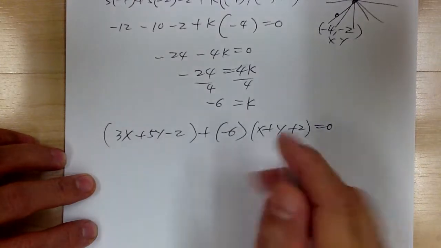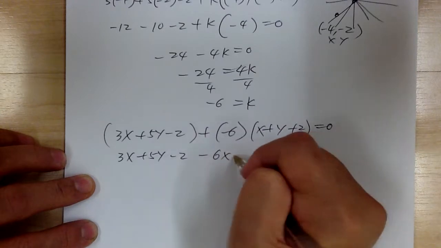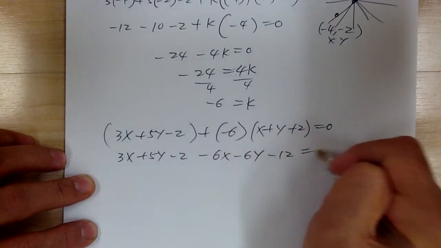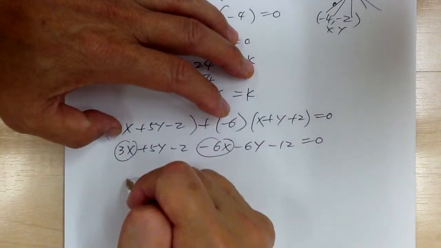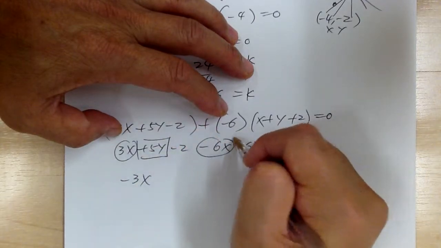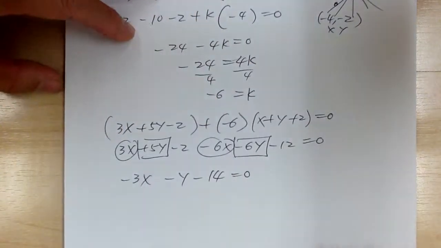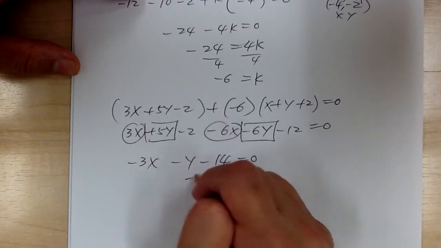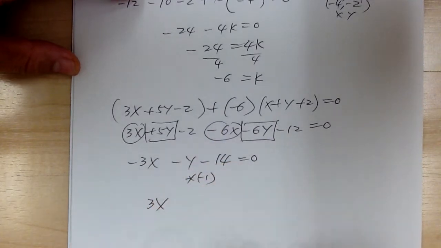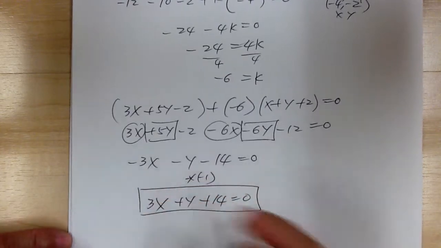Okay, then after you work it out, so you got 3x plus 5y minus 2 minus 6x minus 6y minus 12 equal to 0. Okay, combine the like terms. So this will give you minus 3x minus y and minus 14 equal to 0. Now this is a general form, so you cannot have a negative in front, right? So times everything by -1. So you get 3x plus y plus 14 equal to 0. Okay, let's do number 28.